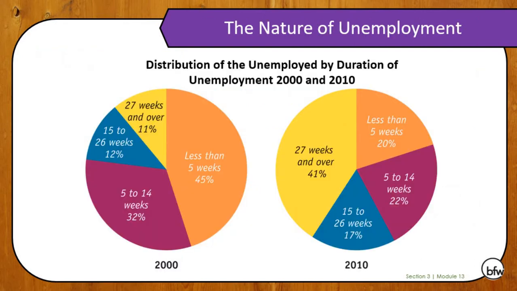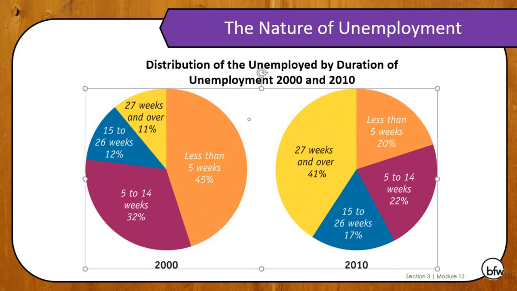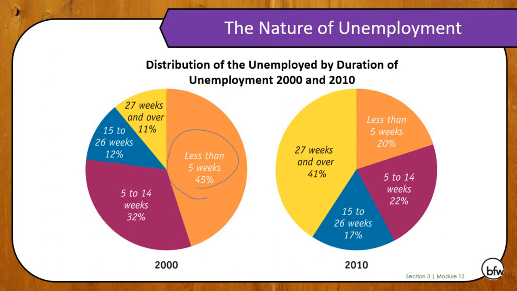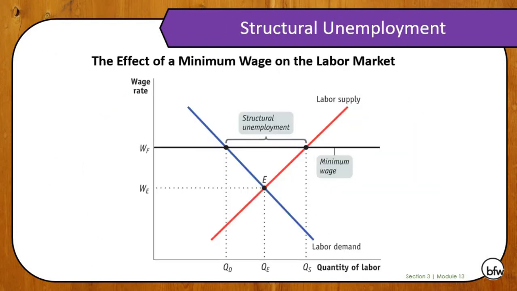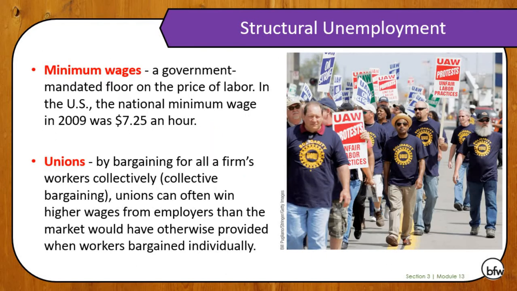Now here are the different types of unemployment, or the nature of unemployed people, between 2000 and 2010. You can see here that in 2000 the economy was doing pretty well, and so most of our unemployed were unemployed for less than 5 weeks. However, in 2010 we were just coming out of the Great Recession, and so we had a lot of people that had been unemployed for 27 weeks and over, so it was long term. Again, that just shows you how bad that last recession was. All right, structural unemployment, we'll just skip over this, going into more detail on that.